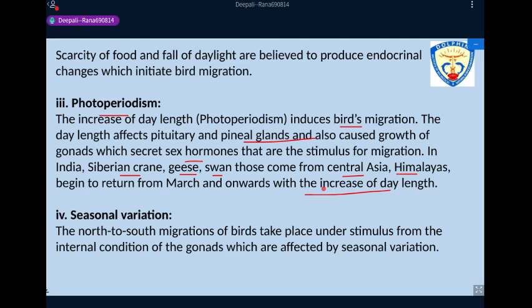Okay, so what happens? These birds travel certain distances, and they come to Central Asia from the Himalayas when there are extreme cold conditions in the Himalayas, the peaks are ice capped, and there is snow everywhere. There is scarcity of food, and day length shortens, migration.